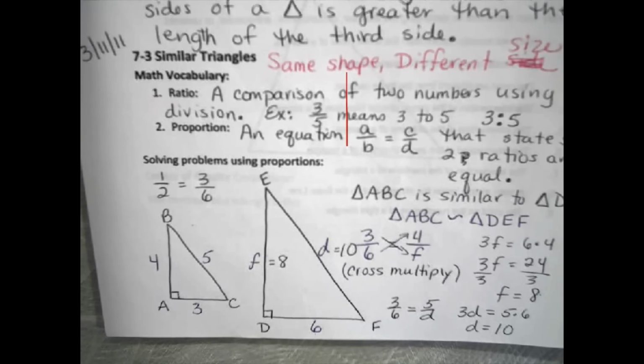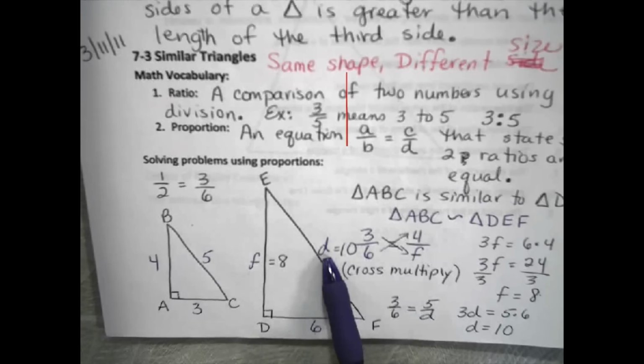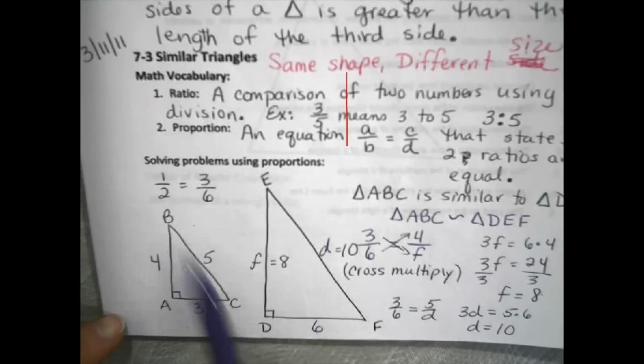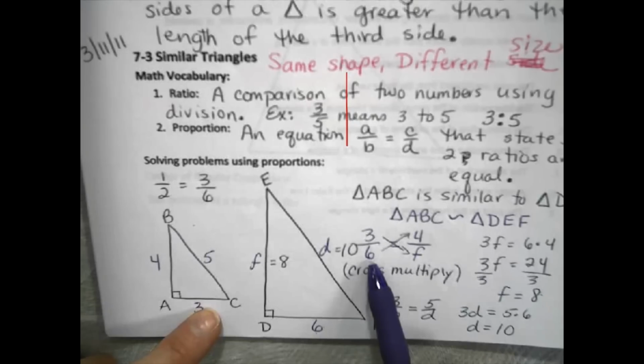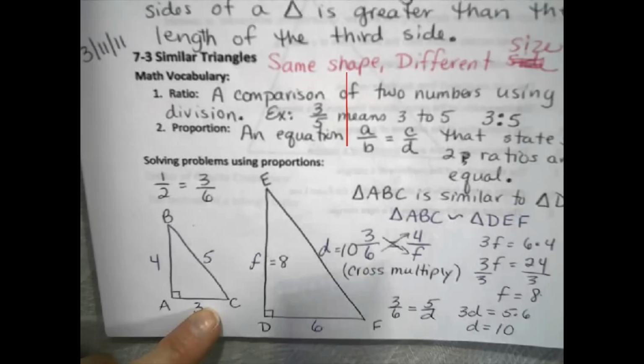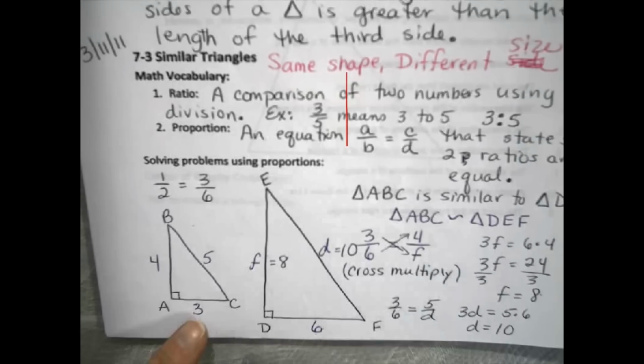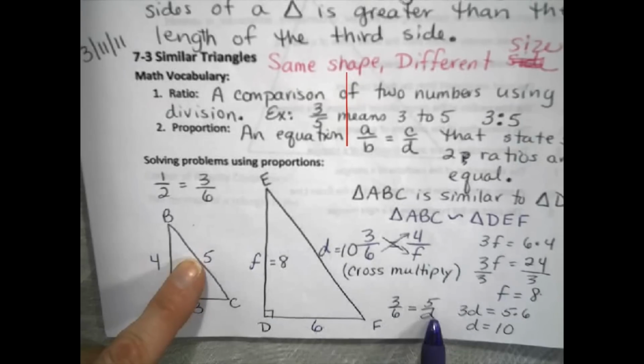If I don't know the side of one triangle, for example, suppose that in triangle DEF I only knew that side DF was 6, but I knew that triangle ABC was similar, I could set up a proportion such as 3 is to 6 as 4 is to F. I could then cross multiply and solve to discover that F is in fact 8. And I could set up a similar proportion to find side D, in which I would say that 3 is to 6 as 5 is to D, and I would conclude that D is 10.